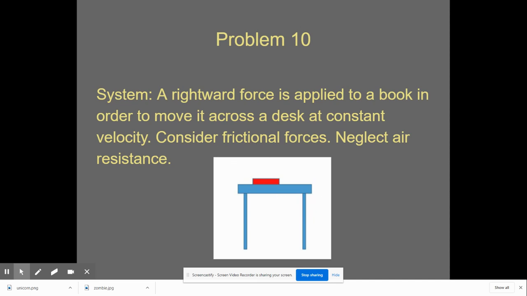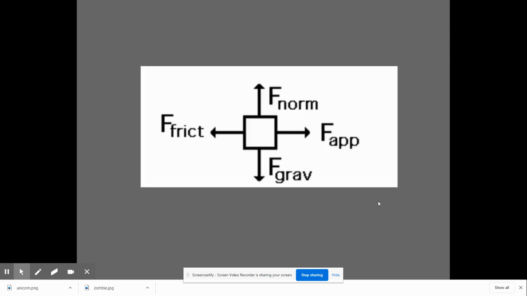So this time, if it's moving at a constant speed, I think what they want is the friction force to equal the applied force. I think. Let's see. Yep. All right. Applied force, friction, normal, gravity. So the book is going across the desk at a constant speed. So it is a balanced force situation.